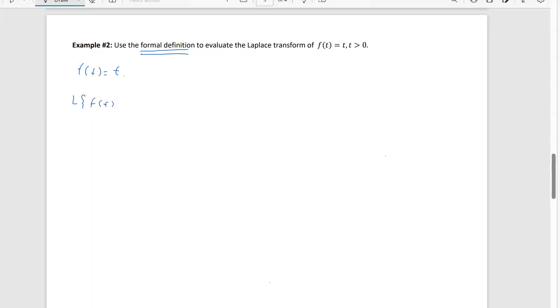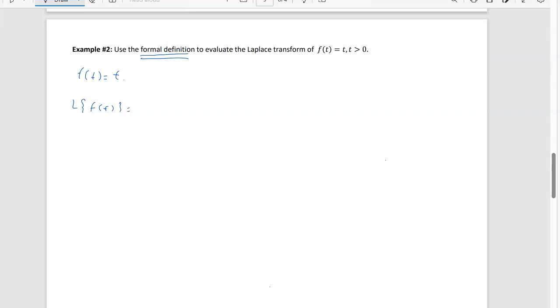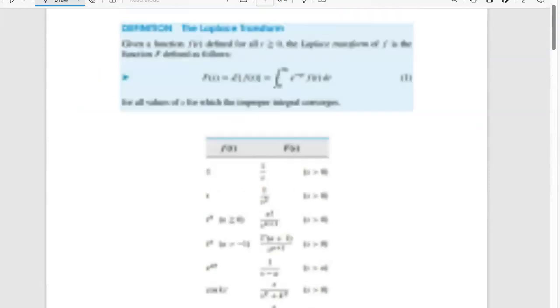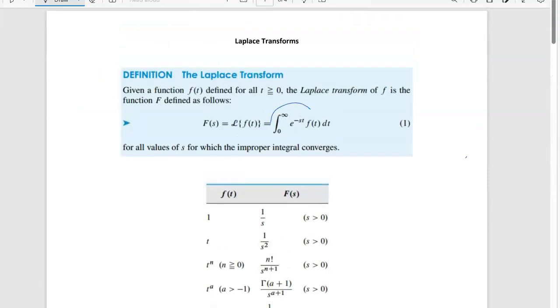So in this case, this is equal to the Laplace transform of t. And this is going to be equal to the integral from 0 to infinity of e to the negative st times t dt. So we're going back to the basic definition. We're going to be evaluating this integral.